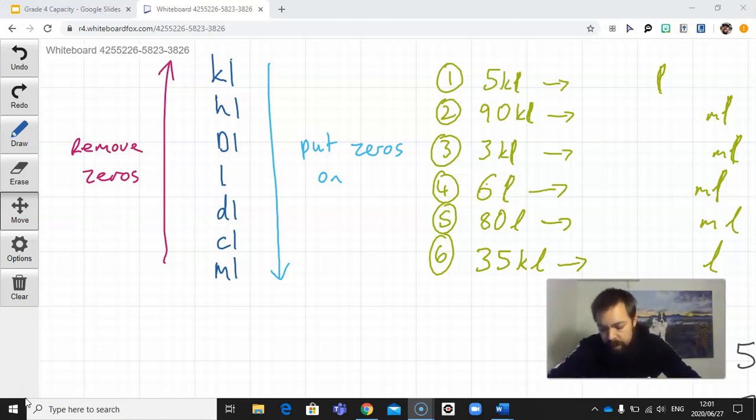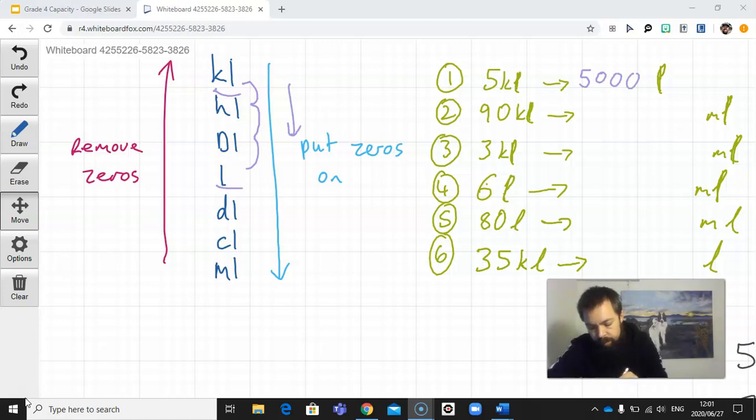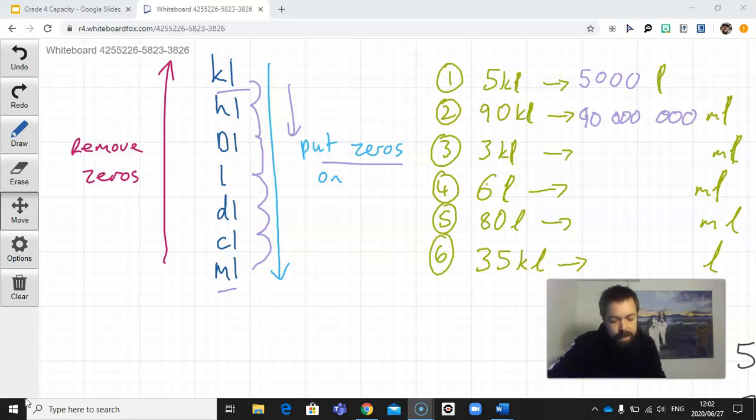So we're going from kiloliters to liters. So we're going this way. We're going to put zeros on. We're going 1, 2, 3 jumps. We put 3 zeros on, so we get 5,000 liters. From kiloliters down to milliliters is 1, 2, 3, 4, 5, 6. So we put on 6 zeros. So we had 90, and now we need another 6 zeros. So 3 and 3. So 90 kiloliters is equal to 90 million milliliters.